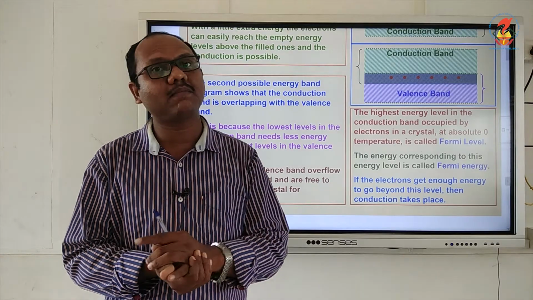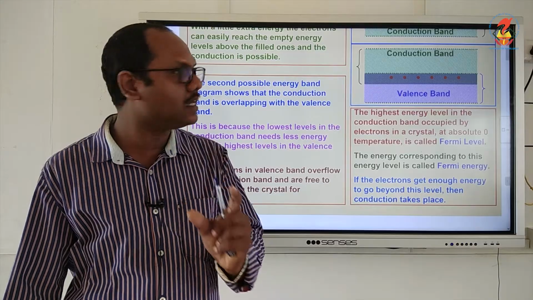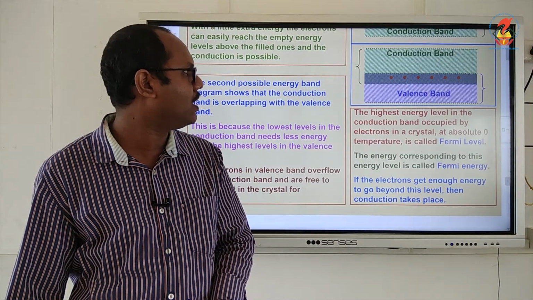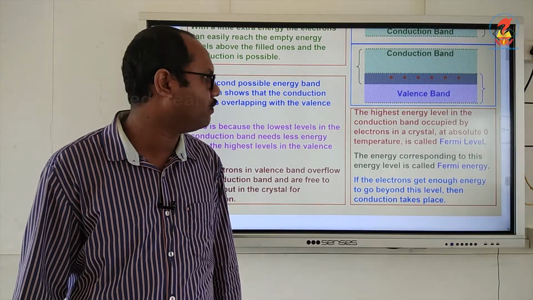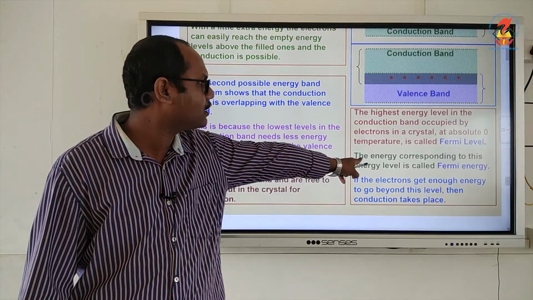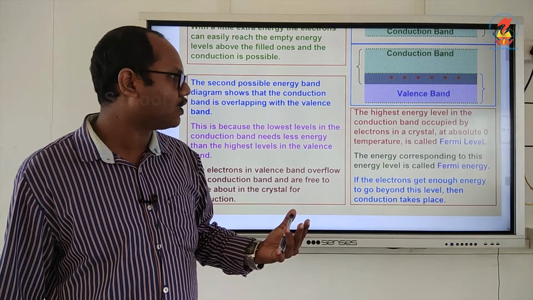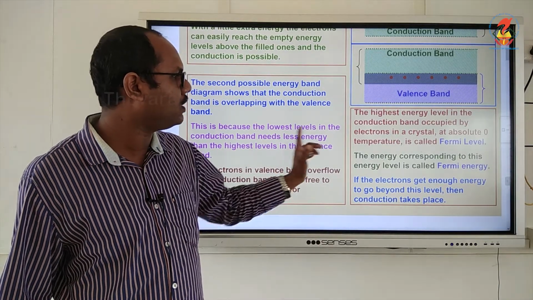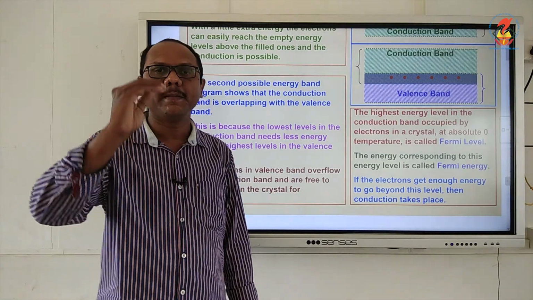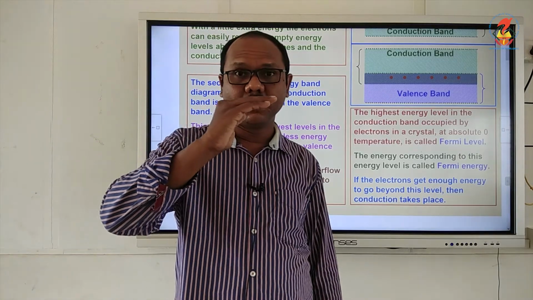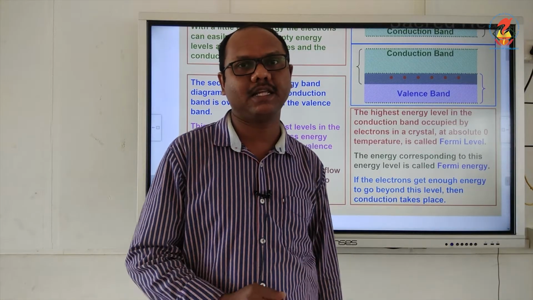So, what is meant by absolute zero? Absolute zero means 0 Kelvin. At 0 Kelvin, the highest energy level in the conduction band occupied by the electrons in a crystal is called the Fermi level, and the energy corresponding to this energy level is called Fermi energy. If the electron gets enough energy to go beyond this level, then conduction takes place. Only those electrons that can cross the Fermi level can act as conduction electrons.